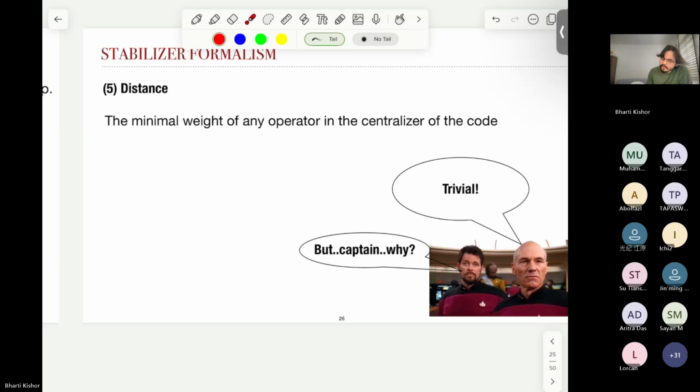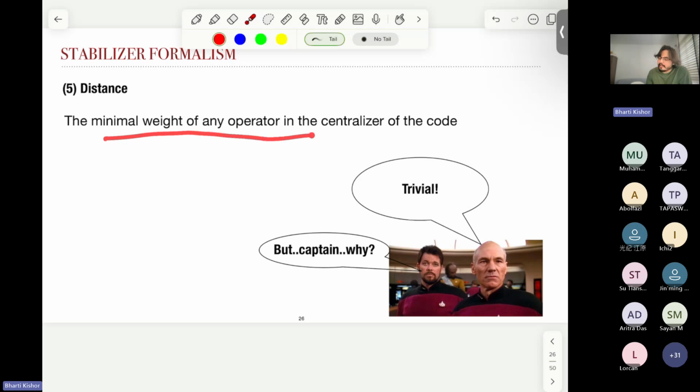Okay, so that's very nice, because now you can look at the minimal weight of any operator, I should modify that, which is in the centralizer but not in the stabilizer of the code, and that will give you the distance of the code, because this is how you can capture the logical operators.